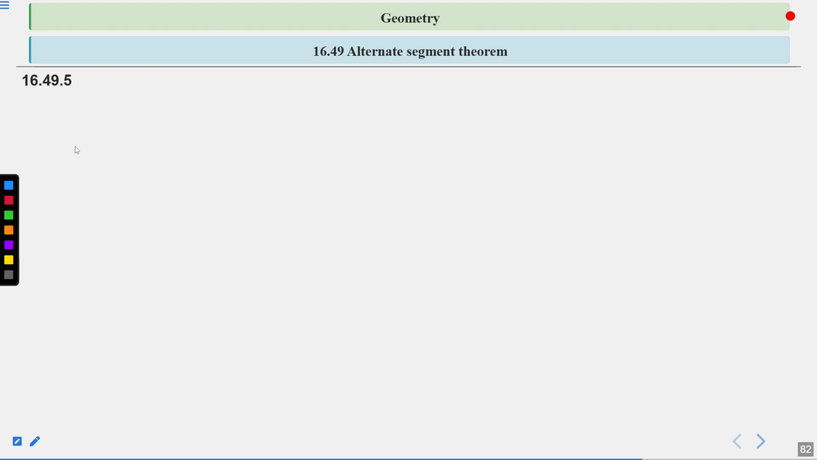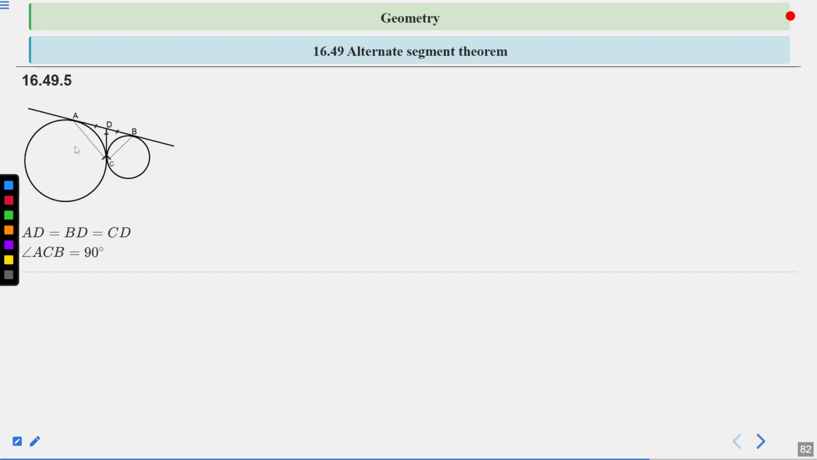Next formula of the alternate segment theorem. Now this is the diagram of two circles touching each other externally, and AB is the tangent to these two circles. If D is the midpoint of AB, we can say that AD equals BD equals CD. Then the angle ACB is always 90 degrees. If this happens, then the angle ACB equals 90 degrees. Next one.